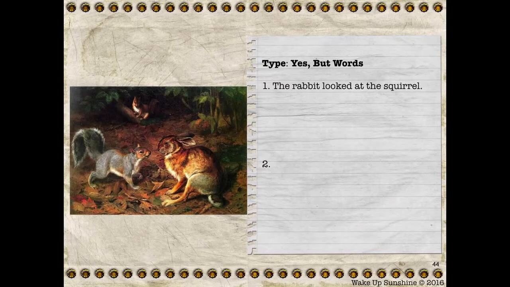I have a very, very boring topic sentence, and I hope that at this point you can certainly make it much better. So I have, the rabbit looked at the squirrel. Now your job is to use the yes but word strategy and make that a much, much more enticing topic sentence. Okay, you're off and running.